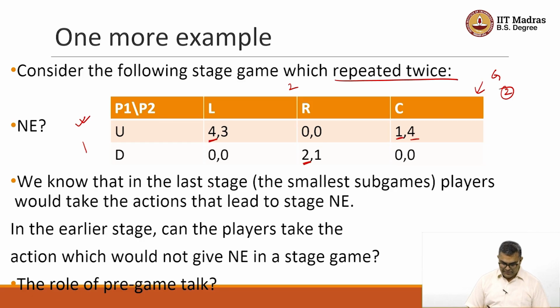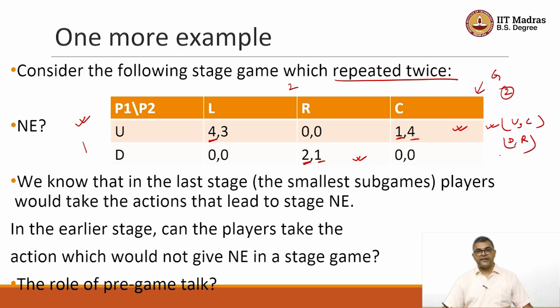And if player 2 thinks that player 1 is going to play D, then L gives 0, R gives 1, C gives 0. R is clearly the best response, since 1 is greater than 0. So we see that if this game is played only once, then there are two Nash equilibria possible, which are U comma C, which is this box, and D comma R. So now there is one difference. The earlier game of prisoner's dilemma had only one Nash equilibrium. Now we have two Nash equilibria.